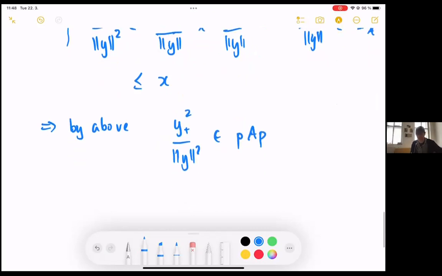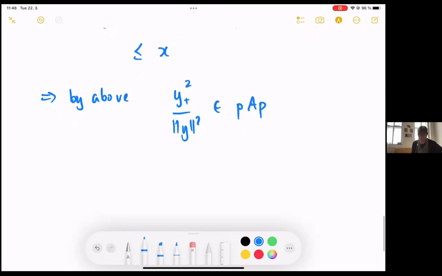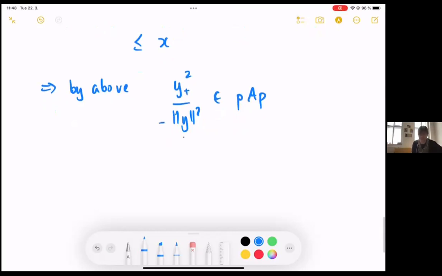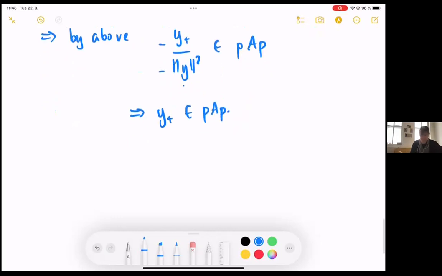And of course, we saw that this is a C-star subalgebra. So we can certainly multiply to get rid of this norm of Y squared. And then we know that square roots of positive elements exist in C-star algebras. So we get that Y plus itself is in PAP. And then a completely analogous argument tells us that Y minus is in PAP. And so we see that Y itself is in PAP.